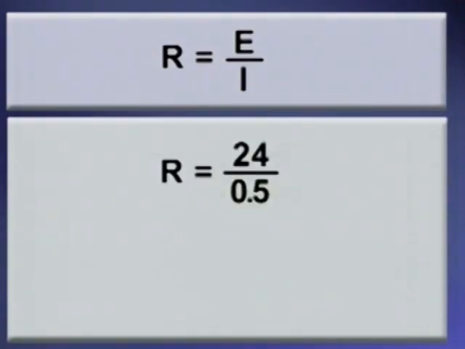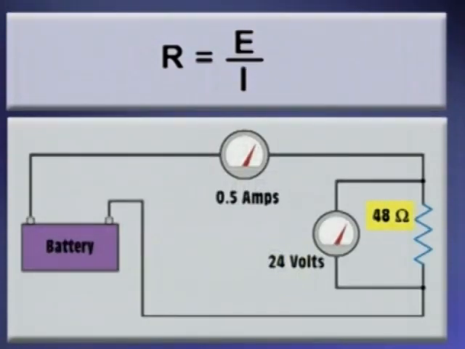The formula indicates that the resistance can be determined by dividing the voltage by the current. 24 volts divided by 1/2 amp equals 48 ohms, so the resistor has a value of 48 ohms. The symbol after 48 is the Greek letter omega. Omega is used to represent ohms in electrical formulas.